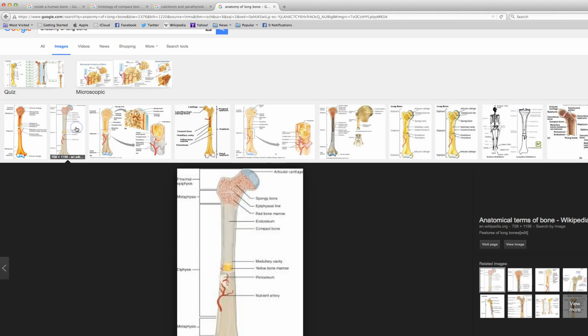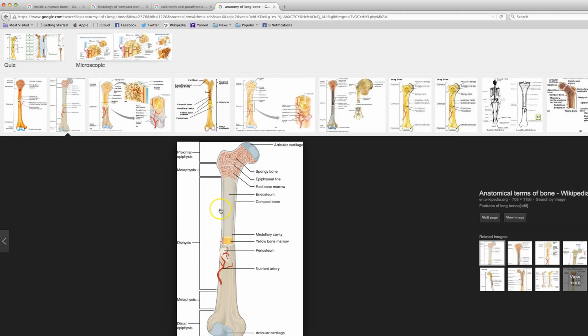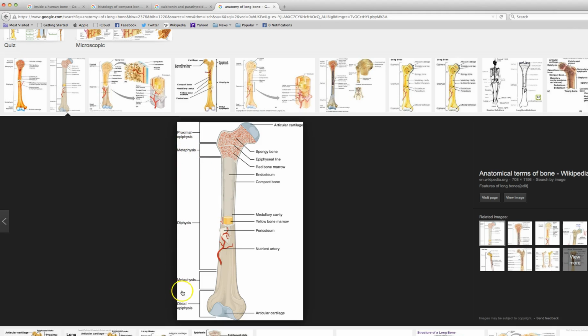Another photo of some of this. You'll see that they use the words proximal epiphysis and distal epiphysis. So proximal, again, means closer kind of to the body's core. Distal is going to be further away. So this proximal epiphysis would be the part that's closest to articulating with your midline, and then distal is going to probably articulate with everything else.